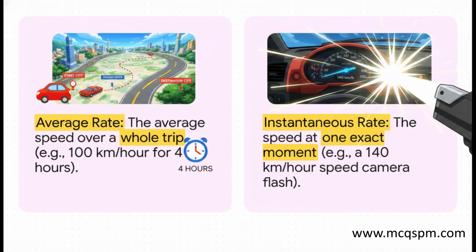And I love this analogy. Think of it like a road trip. The average rate of reaction is like your average speed for the whole journey. Maybe you drove 400 kilometers in 4 hours. Your average speed was 100 kilometers per hour. But the instantaneous rate, that's your speed at one specific moment. You know, like when a speed camera flashes, at that instant, you might be going 140. Both are speed, just measured differently.